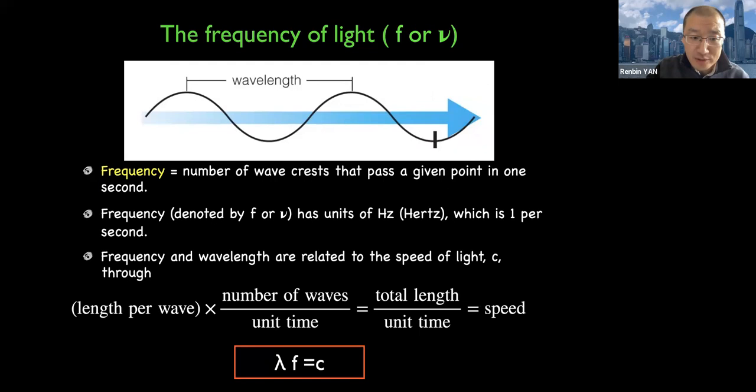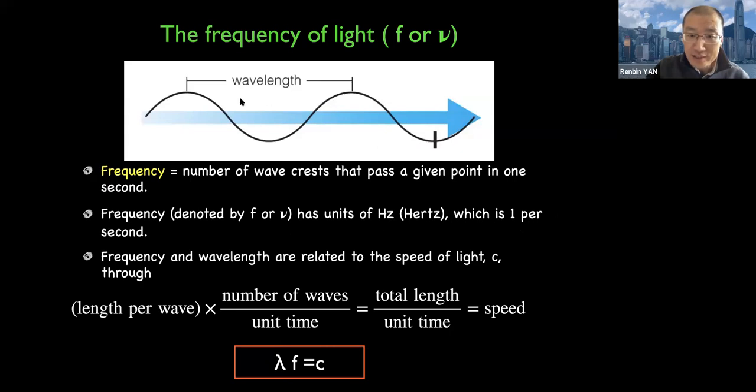And quite often we denote the frequency by the letter f or the Greek letter nu. And it has a unit of hertz. What does hertz mean? It's just one vibration per second, or two vibrations per second. So hertz just means 1 per second. It is basically the inverse of a second. So the hertz unit is the same as 1 over second.